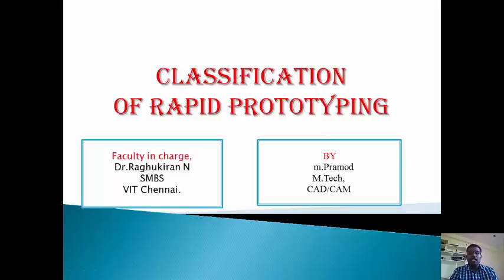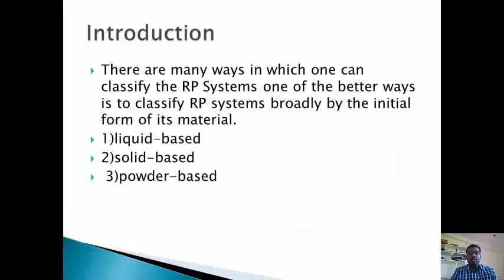Today my topic is classification of rapid prototyping. Introduction. There are many ways in which one can classify rapid prototyping systems. One of the better ways is to classify them based upon the materials. There are liquid based, solid based and powder based materials.